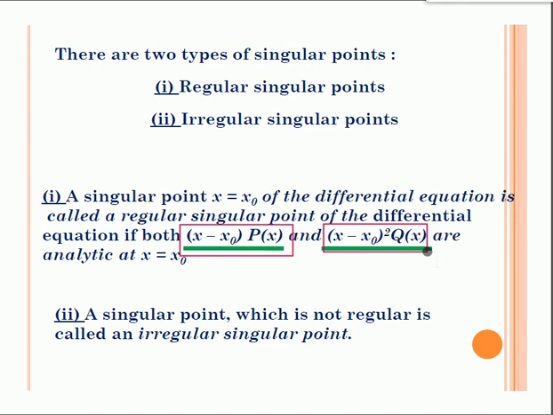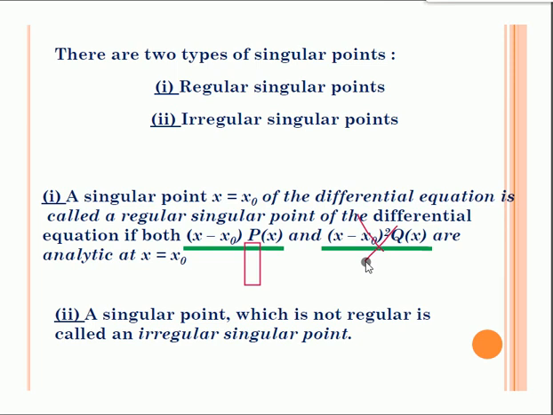That means we are making two more new functions. One is x minus x naught into p of x, another one is x minus x naught whole square into q of x. If these two are analytic at x equal to x naught, then it is known as a regular singular point, otherwise an irregular singular point. Remember again, both must be analytic. Suppose one is analytic, say for example this is analytic but this is not analytic, then we say that it is an irregular singular point.